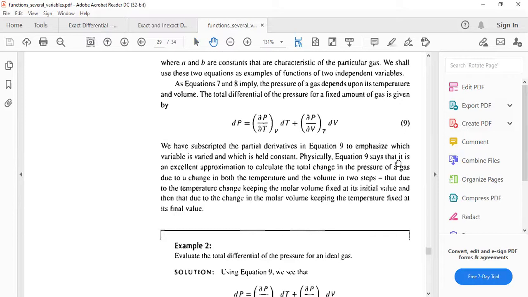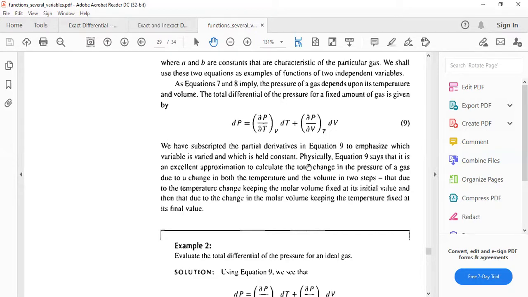Physically, equation 9 says that it is an excellent approximation to calculate the total change in the pressure of a gas due to a change in both temperature and volume in two steps. Number one, that due to the temperature change, keeping the molar volume fixed at its initial value. This is how pressure changes with temperature, keeping the volume fixed. And then that due to the change in molar volume, keeping the temperature fixed. This is the second term. This is how pressure changes with respect to volume at constant temperature.